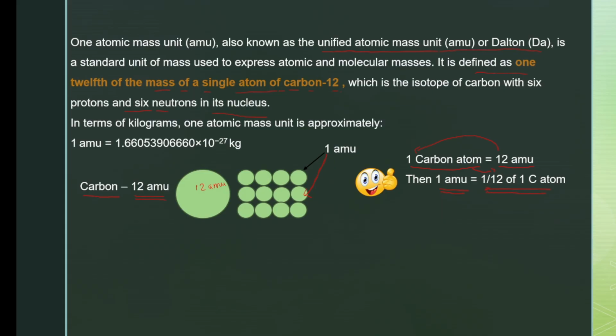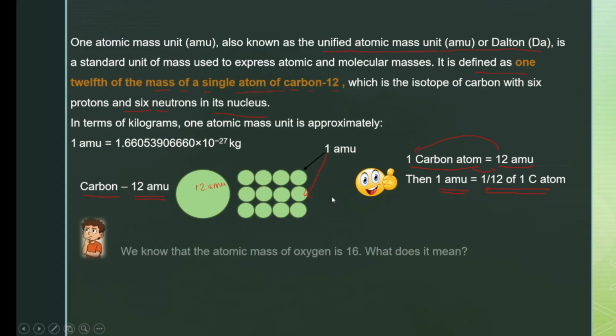You cannot use kilogram or gram to measure the mass of an atom because it is very small. Instead, we use 1 AMU, which is equal to 1 by 12 of 1 carbon atom. 1 AMU means what? If we break down carbon into 12 pieces, each of these small pieces is 1 AMU. It will be clear when we do the next example.